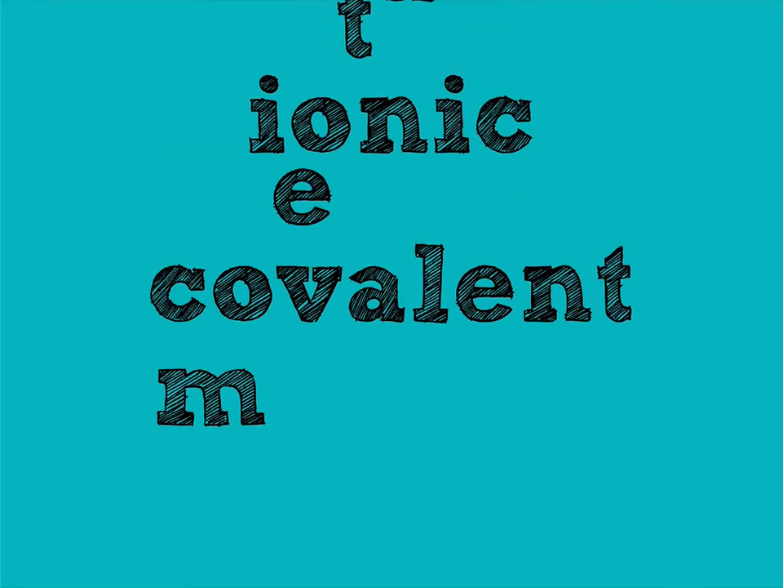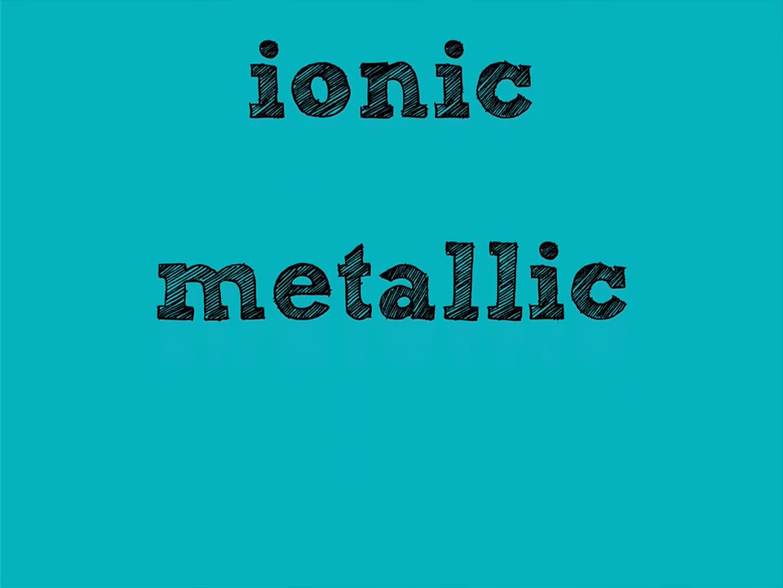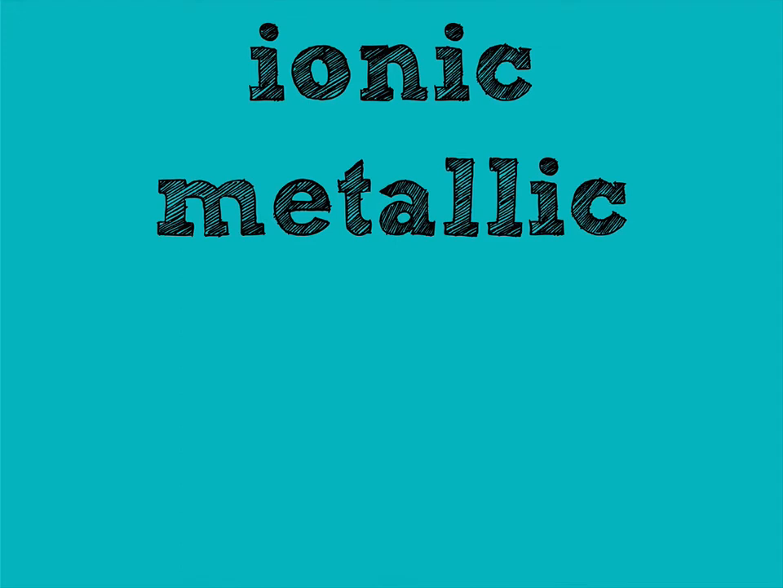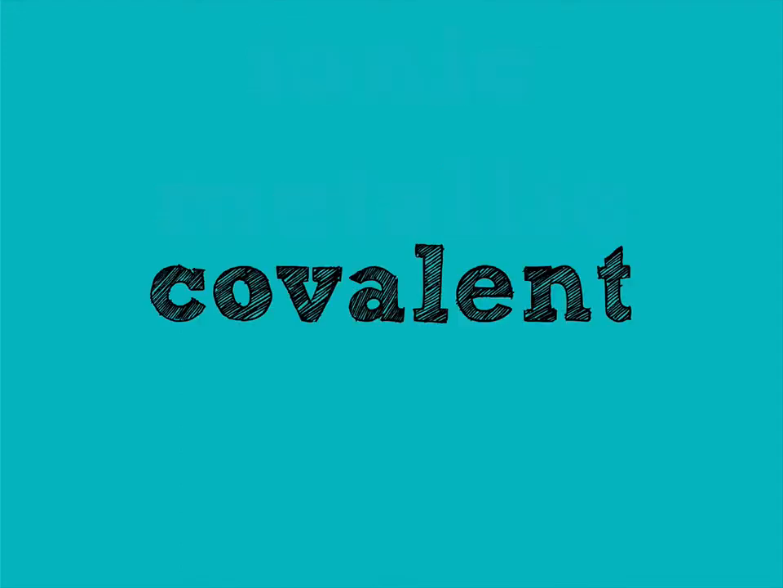There are basically three types of chemical bonds: ionic, covalent, and metallic. We're going to focus on ionic and metallic bonds today. But in order to do that, we have to go back to covalent bonds. Remember, in covalent bonds, electrons are being shared by atoms.